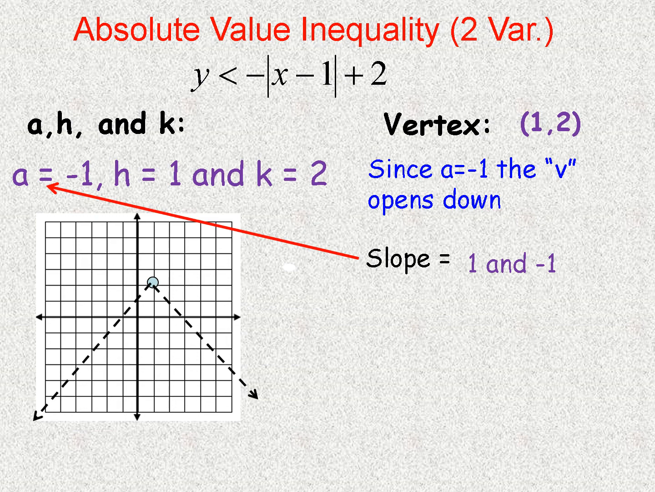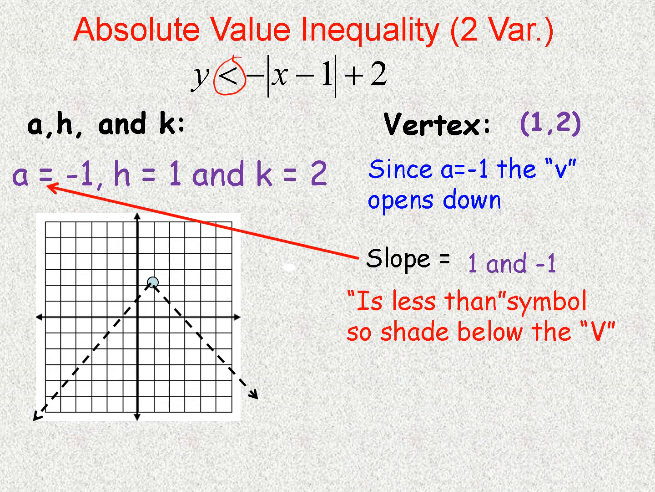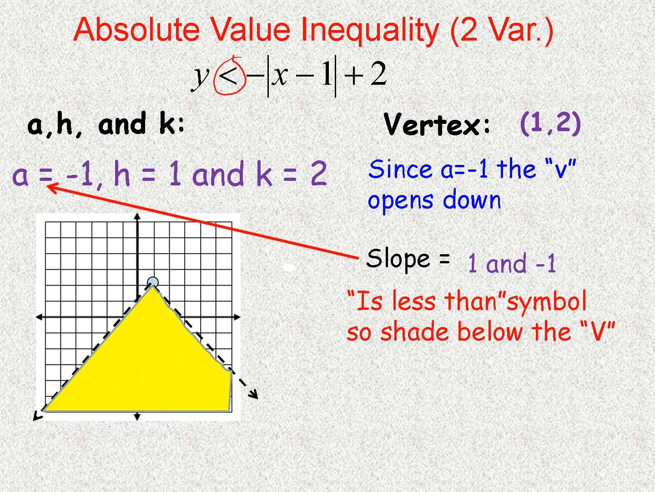Now, I am going to connect this with a dashed absolute value graph because it's strictly less than. It's not less than or equal to. If it was less than or equal to, of course we'd use a solid graph. However, since it's less than, we're going to use just the dash. Now also because it's less than, we're going to shade below. So therefore, there is the graph of y is less than the negative of the absolute value of x minus 1 plus 2.